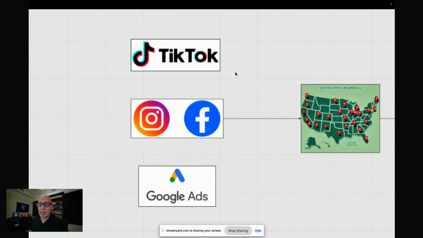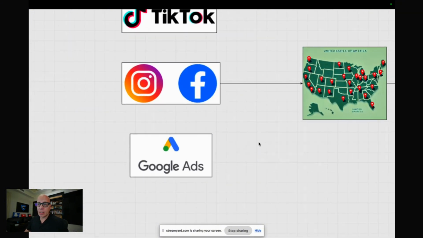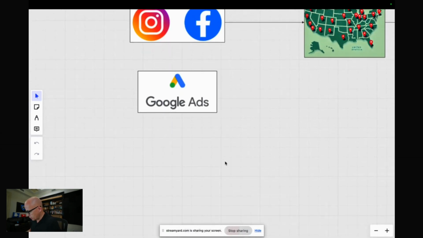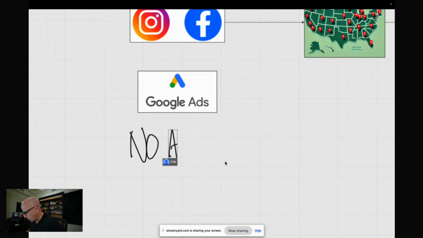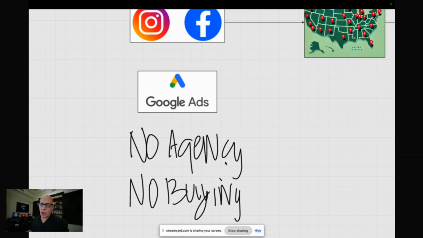And what we're going to be doing is online marketing, getting our leads from TikTok, from Facebook and Instagram, and from Google. And the most important thing here is that we are not going to be hiring an agency to do any of this, because that's going to increase the cost of running this business. So there is no agency, as I write it down here, no agency, no buying leads. We're going to be running ads ourselves, because that's going to give us the cheapest cost per lead and the most control, and that's what we want.